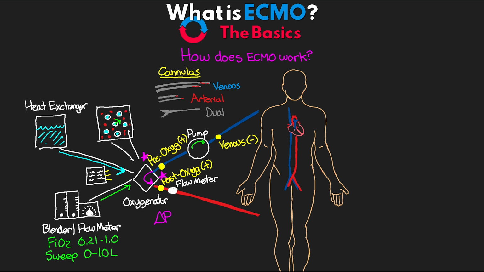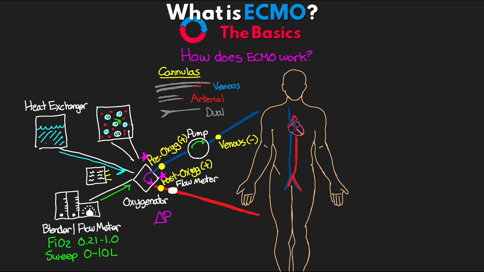So that's a good look at the circuit that we see here. Again, we have the blood coming out of the patient through a venous cannula. It's going to make its way past the venous pressure monitoring and go into our pump, which is then going to move it along through our pre-oxygenator pressure monitoring before it gets to our oxygenator. This is where the magic is going to happen.